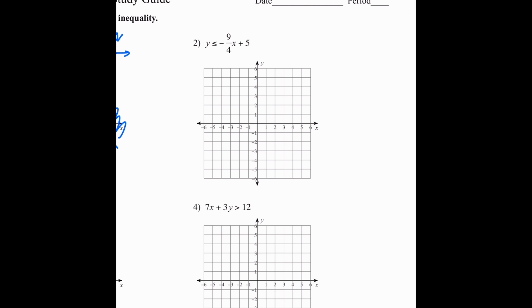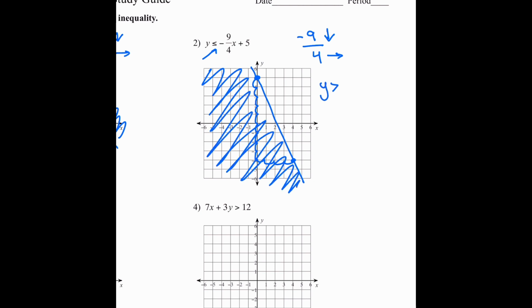Once again, my y-intercept is 5. And my slope, -9/4, tells me I'm going to go down 9 and to the right 4. So I'm going to go down 9, 1, 2, 3, 4, 5, 6, 7, 8, 9, and to the right 4. Because I have a line under my inequality sign, my boundary line will be solid. And because the inequality sign is facing away from y, it says that I need to shade below the line.